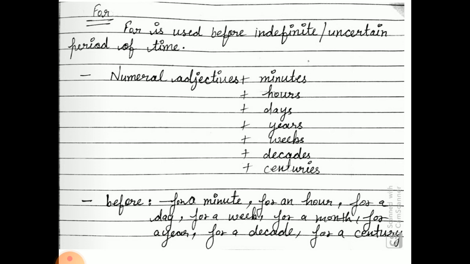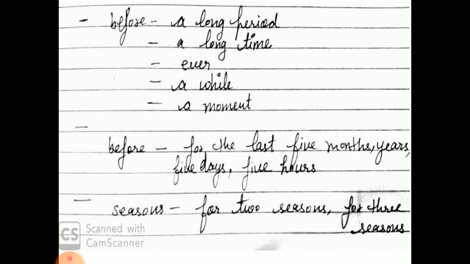For example, numeral adjectives. For example, 1, 2, 3, 4 plus minutes. For 10 minutes, for 2 hours, 2 days, 2 years, 2 weeks, 2 decades, 2 centuries. With these, we have to make use of for. Or likewise, for a minute, for an hour, for a day, for a week, for a month, for a year, for a decade, for a century. For is used.